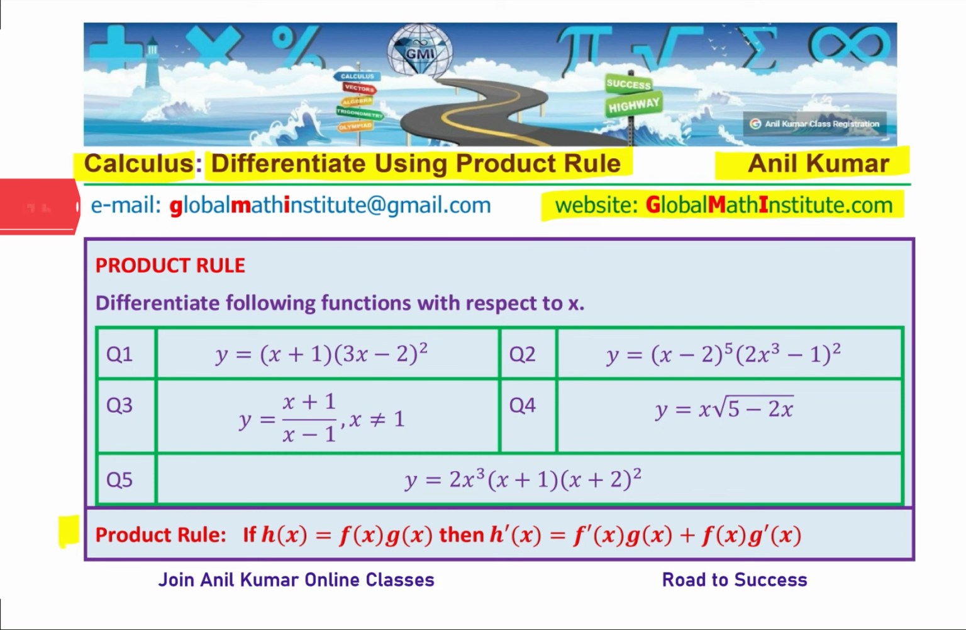The product rule is given to you over here. If h of x is a function of the product of f of x and g of x, then the derivative of h of x is the derivative of f of x times g of x plus f of x times the derivative of g of x. Perfect. So we are going to apply this rule to find the derivative of all these functions. Let's take them one by one.